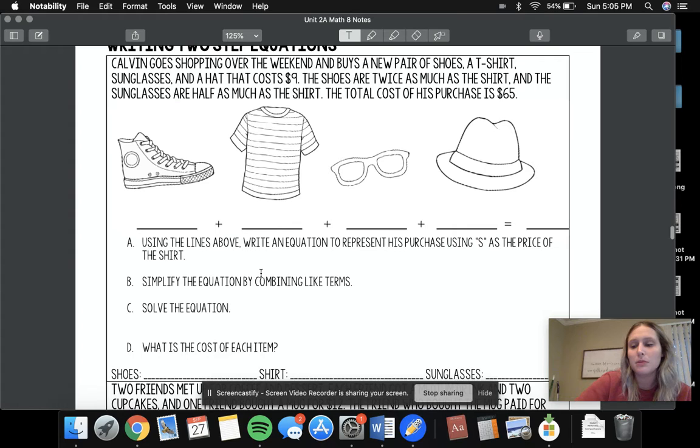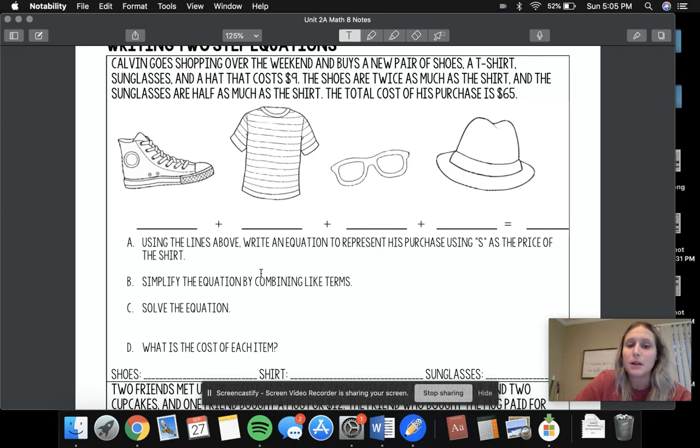And we're going to do a couple problems, and then you guys are going to try a few as well. All right, so Calvin goes shopping over the weekend, and he buys a new pair of shoes, a t-shirt, sunglasses, and a hat that costs $9. The shoes are twice as much as the shirt, and the sunglasses are half as much as the shirt. The total cost of his purchase is $65. So there's four things they're asking us to do.